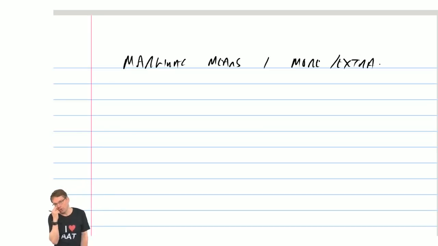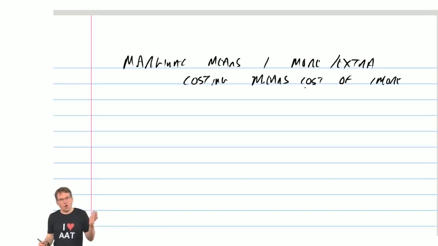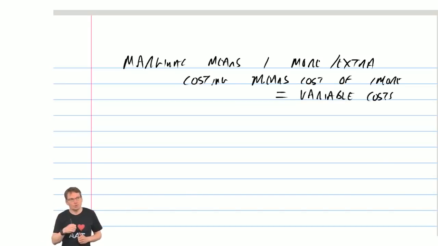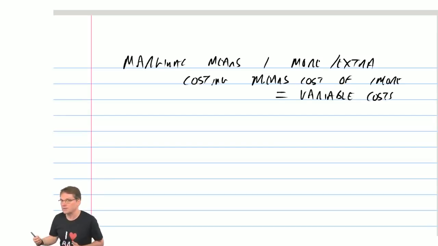So what does marginal costing mean? Well, marginal costing simply means the cost of one more. Now, if you think about the cost of one more, that will mean the variable costs. If you make one more unit, you need some more direct material. If you make one more unit, you need some more labour. If you make one more unit, you need some more variable overheads. You don't need any more fixed overheads because fixed overheads are fixed.